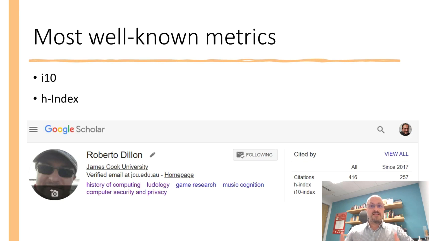Now, for this, there are some common metrics that we are used to, we all use, and are displayed on Google Scholar for each of us or other websites. And these usually are the I10 and the H-index. So the I10 is the number of papers we have that have at least received 10 citations, while the H-index is the N papers that have at least N citations.